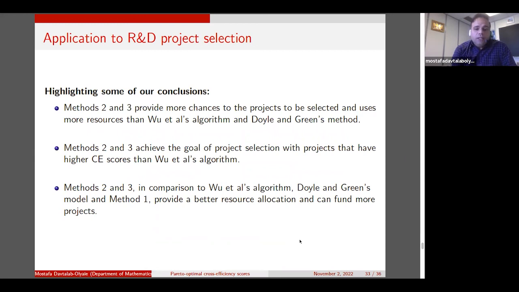So method 2 and 3 provide more chances for the projects to be selected, use more resources, and avoid wasting resources compared with the Wu et al. and Doyle and Green approaches. Method 2 and 3 achieve the goal of project selection with projects that have higher cross efficiency scores, and in comparison with the Wu et al. algorithm, Doyle and Green's, and our first method, they provide better resource allocation and can fund more projects.